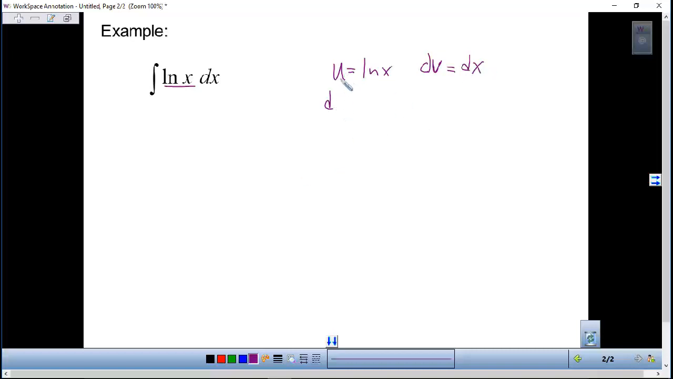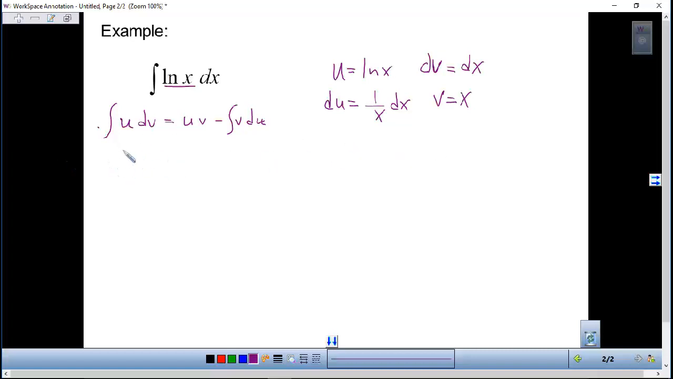So when we solve the rest, du is going to equal 1 over x dx, derivative of natural log of x, times dx. And then v is going to be the antiderivative of this side, which equals x. All right, so once again, integral of, so that's an ugly integral. That's not much better, is it? Integral of u dv equals u times v minus integral of v du.